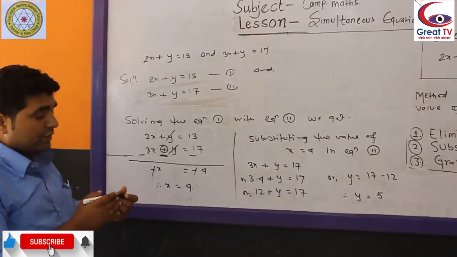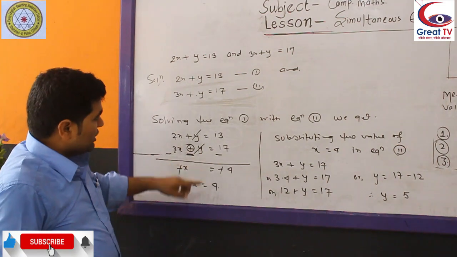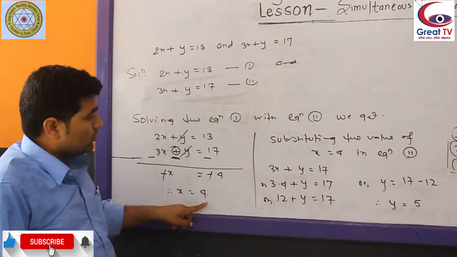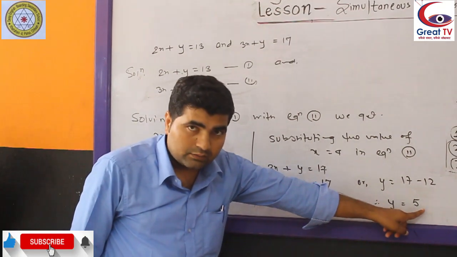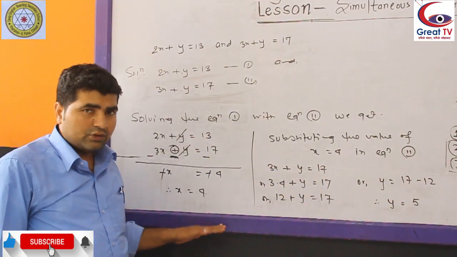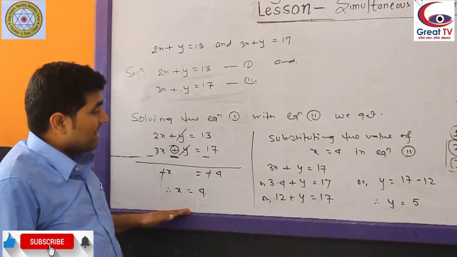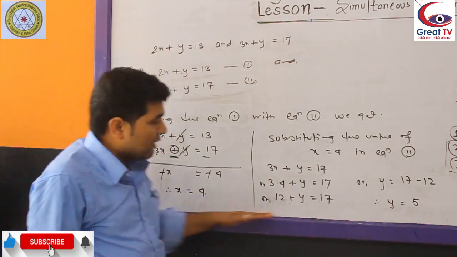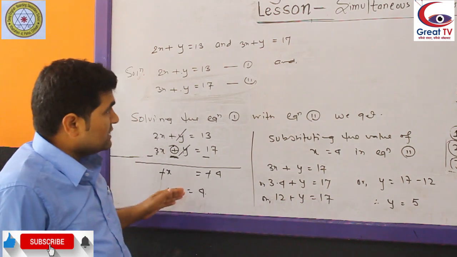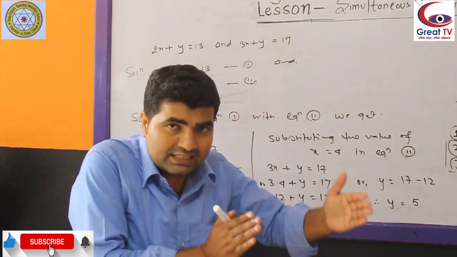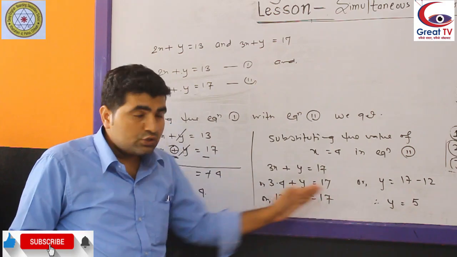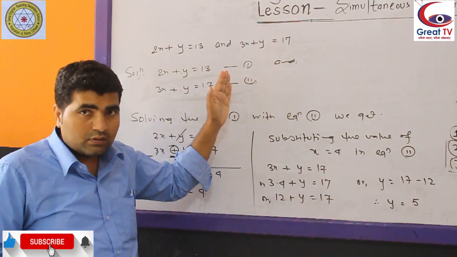Therefore the solution of that simultaneous equation is 4 and 5. The value of x equal to 4 and the value of y equal to 5. Whether this solution is correct or not, you can check by putting the value of x and y in that equation. If the LHS and RHS are equal, then these two are correct solutions.